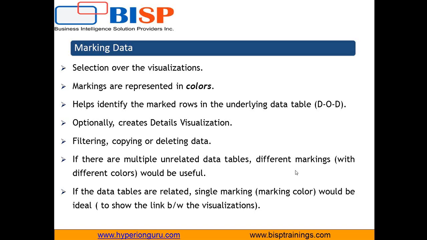You'll not always need it, because what happens is when you mark the data, it becomes a little darker and the others become lighter. So those things are taken care of by Spotfire itself. So what does marking data mean? It means selection over the visualizations. Markings are represented in colors. They can be represented in different colors or in the same colors. It helps identify the marked rows in the underlying data table.